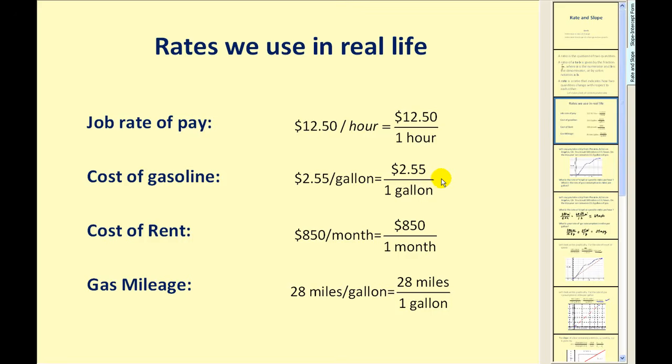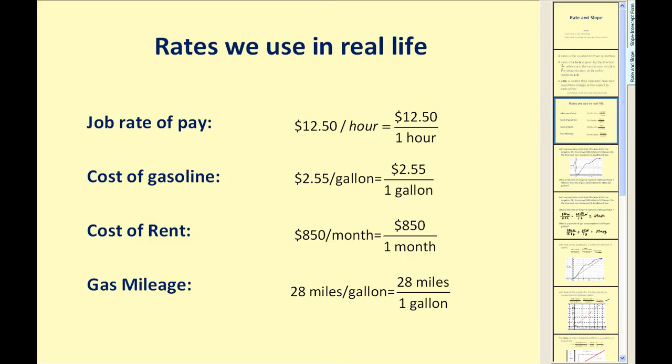The cost of gasoline, $2.55 per 1 gallon. Cost of rent, $850 per 1 month. And gasoline mileage, 28 miles per 1 gallon. Again, I'm writing these in fraction form, but you probably are used to seeing them in this form here.